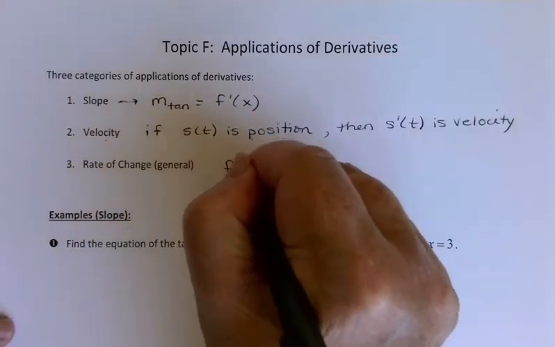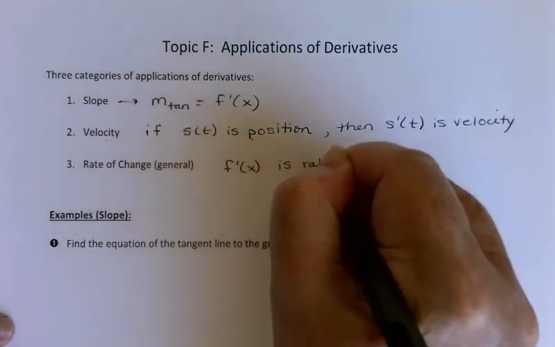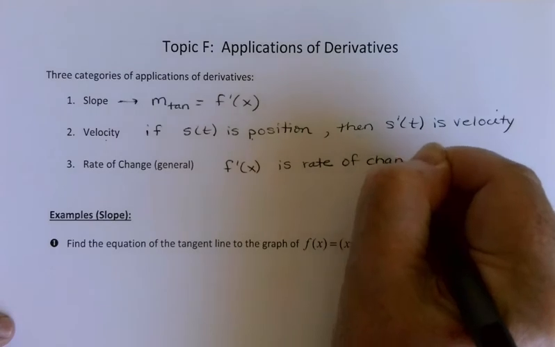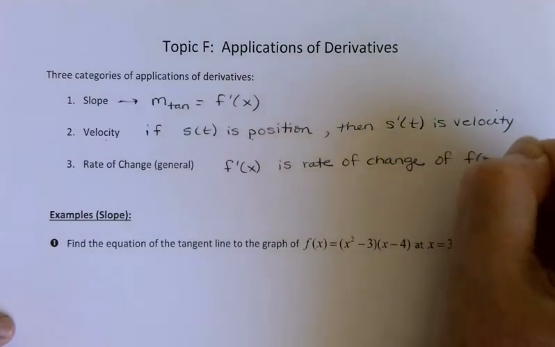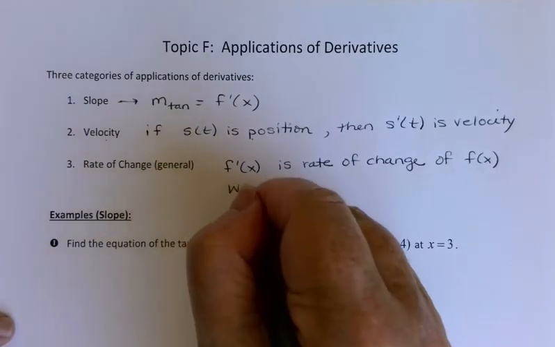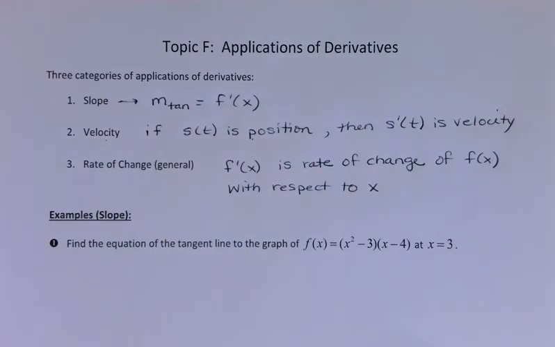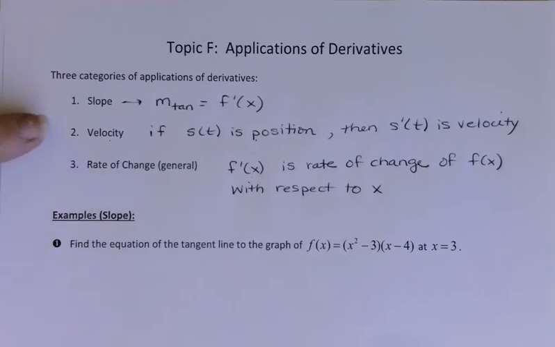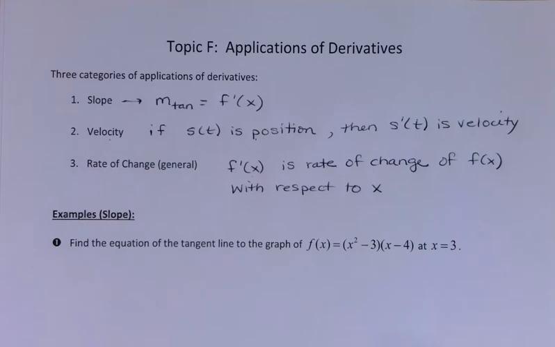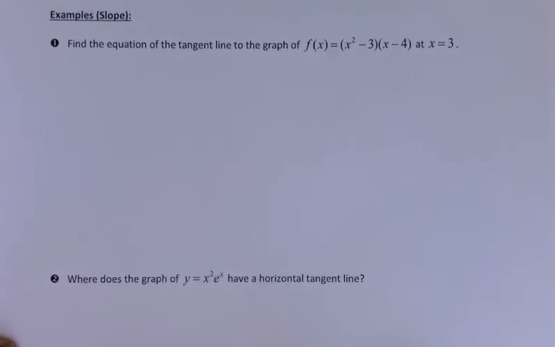So in general, f prime of x is always going to be the rate of change of f of x with respect to whatever that independent variable x represents. What's really key about all of these is that unlike in algebra, where we did average rates of change and average velocities, we can now do instantaneous rates of change and instantaneous velocities. So these are rates of change just at one single point, or velocity at one specific time, not an average over a time interval.